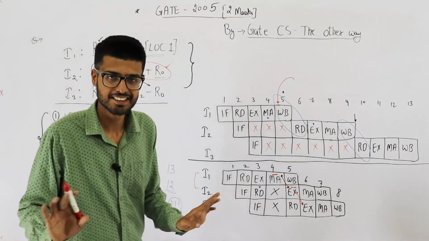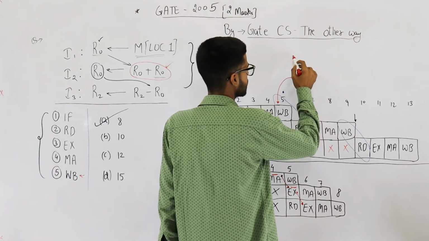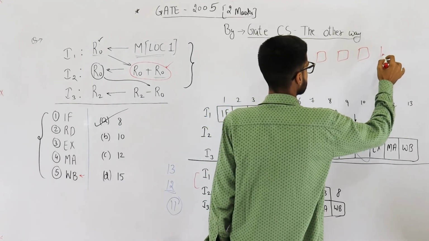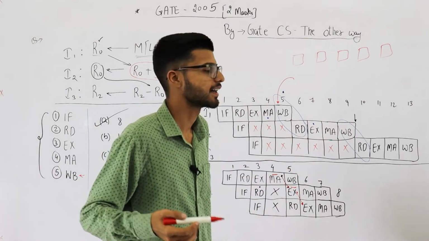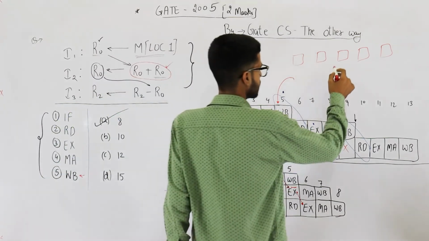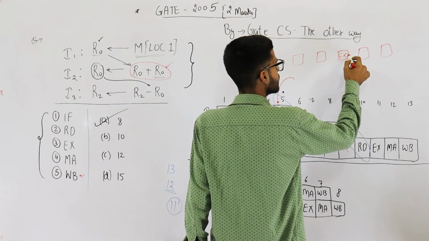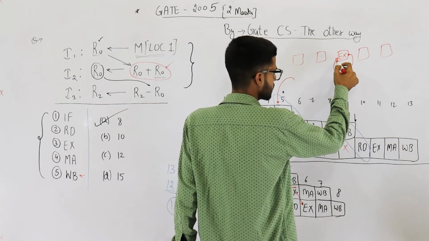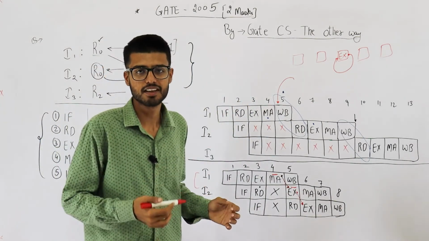Actually, the stage is the same only. We don't have two hardwares. Let me just draw a little diagram. Say these are the 5 stages. Forwarding from execute to execute means this is the execute stage. This is the value generated. Forwarded from execute to execute means the stage will reuse that value. Okay.